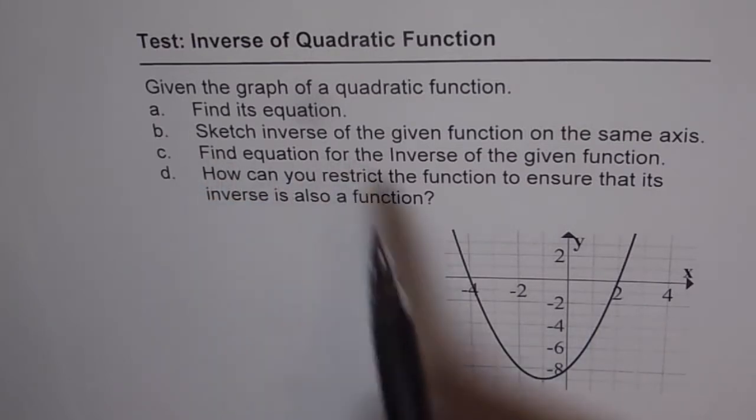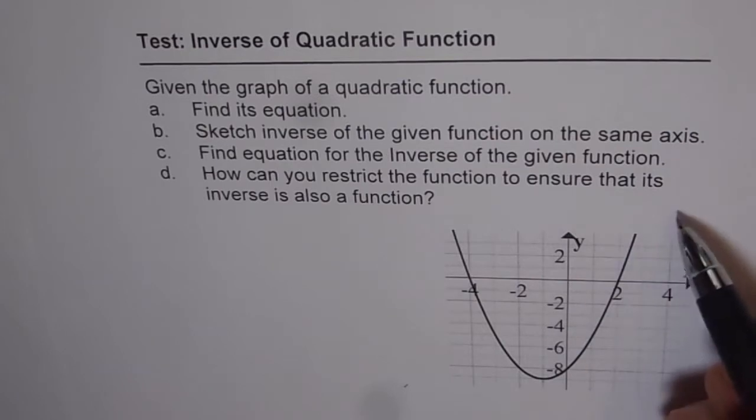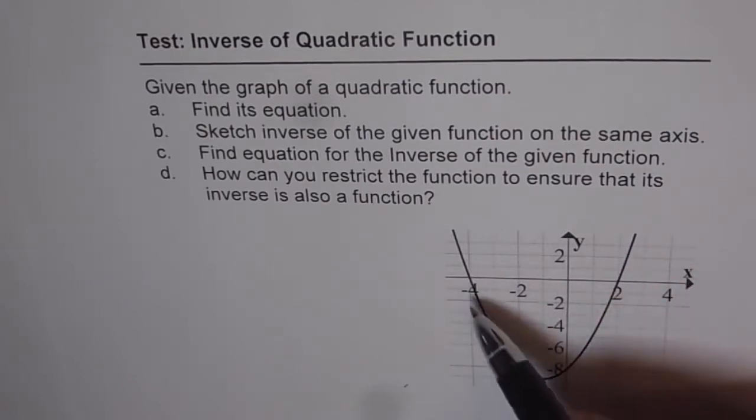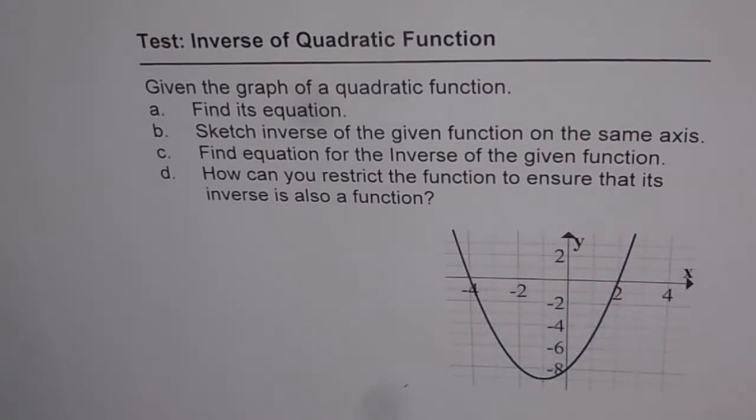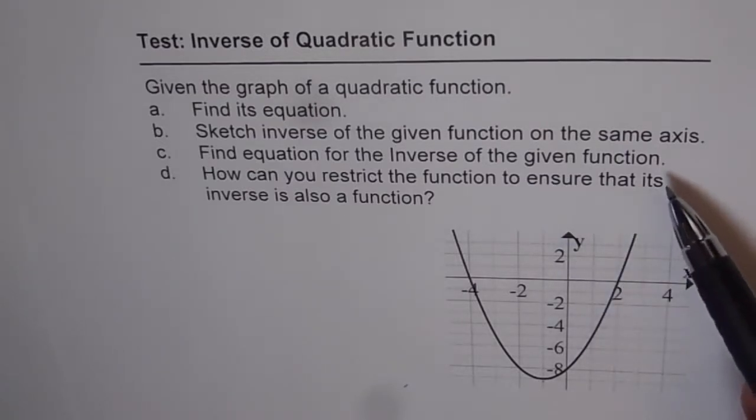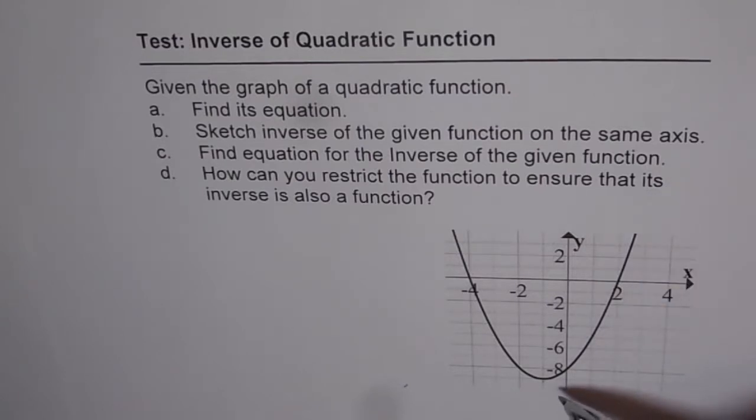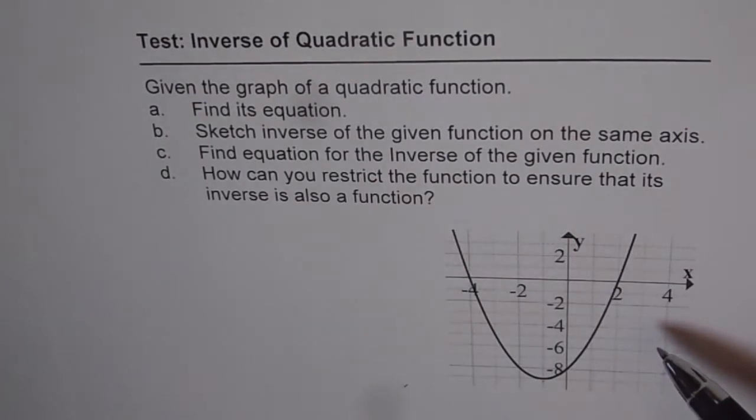Now sketching inverse means draw the line y equals x and flip. That is how you can sketch it on the same axis. To find inverse of a given function, it is recommended that you actually write down the vertex form, since from vertex form it is easier to get the inverse of a function rather than from factored form.